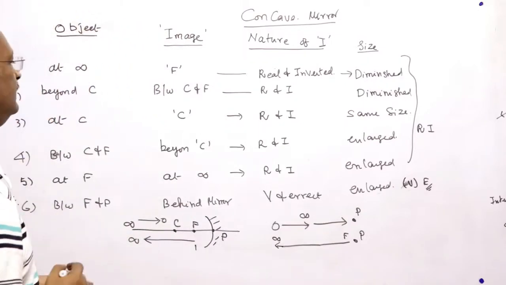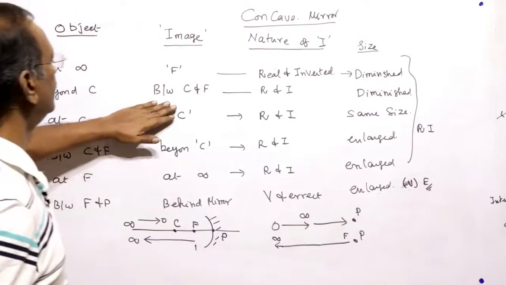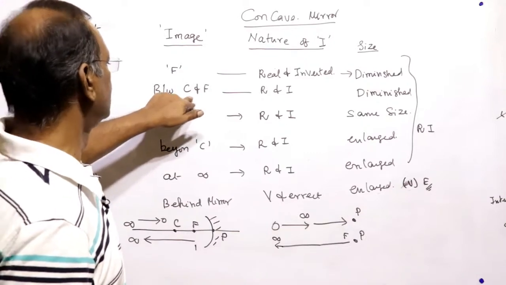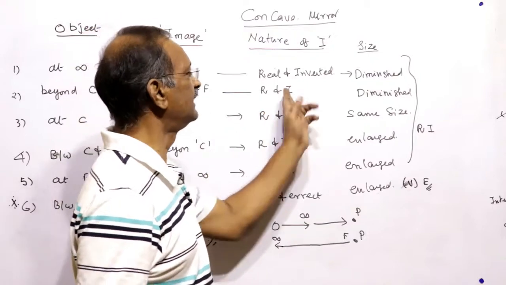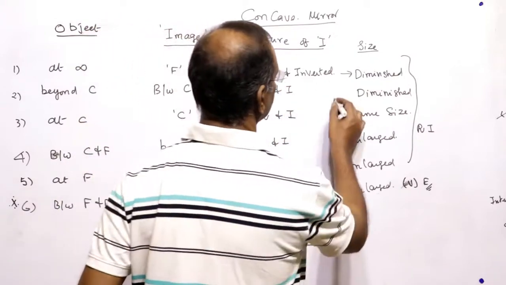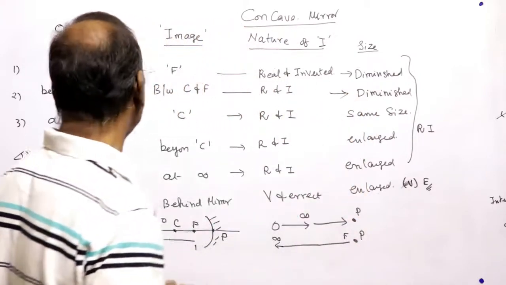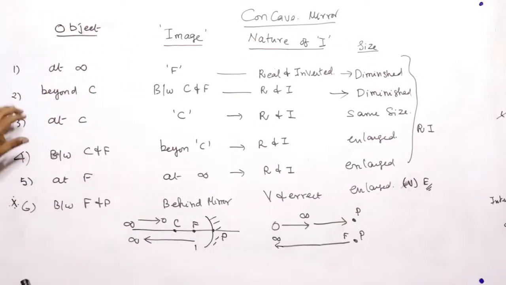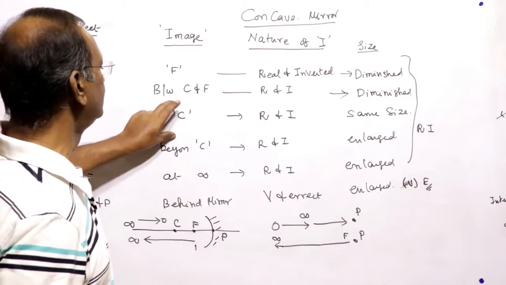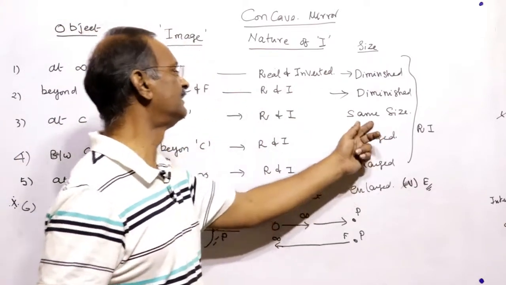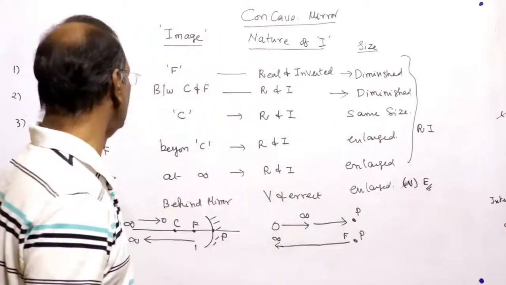Second point: if the object is kept beyond C, the image is formed between the center of curvature and the focus, and it is a real and inverted image, and also diminished. The size is smaller than the object. When the object is kept at C, the image is formed exactly at C, exactly the same size as the object, and real and inverted.